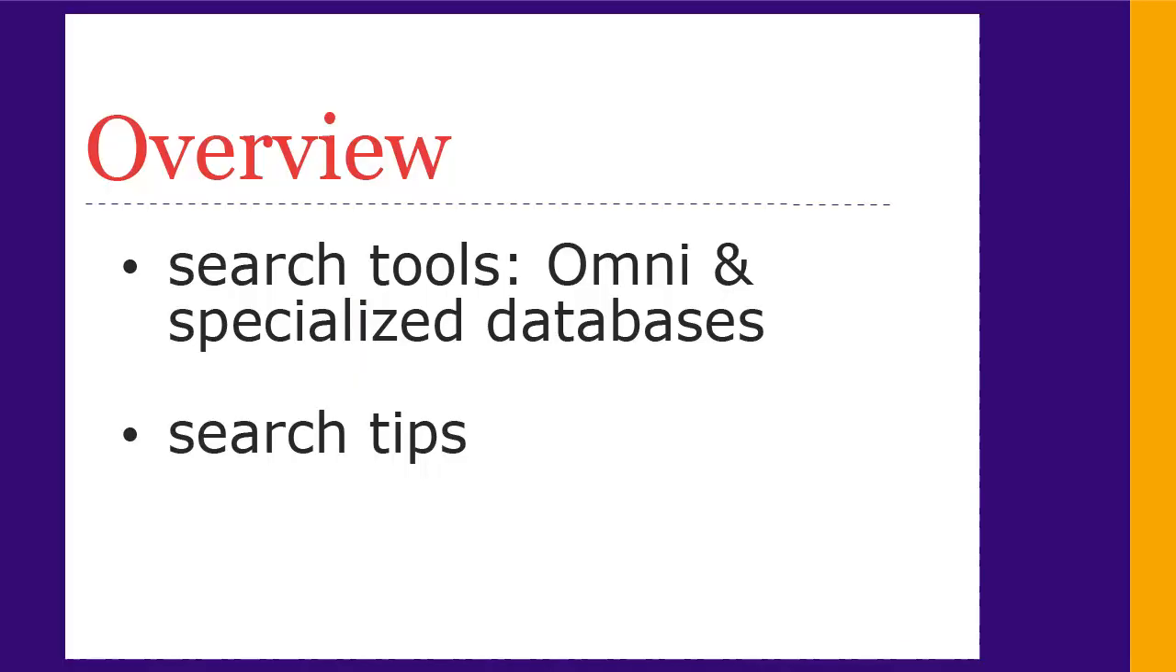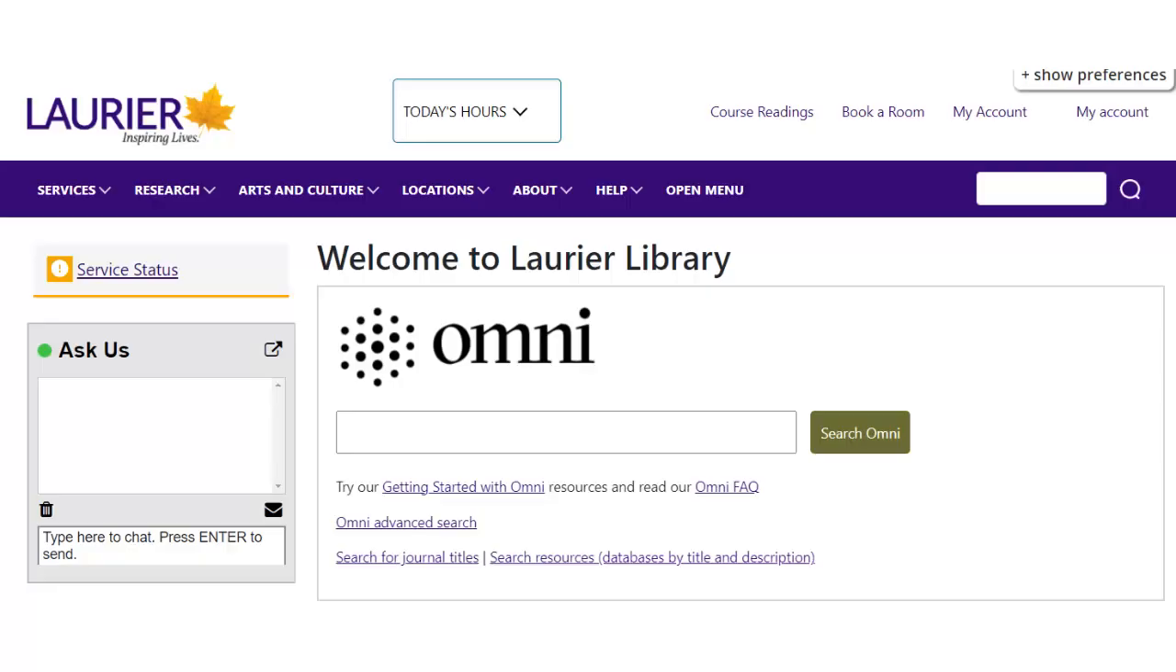This video will show you how to find scholarly articles on a topic. There are two different ways you can do this, using Omni or a specialized subject database. We'll look at both, along with some tips for searching effectively. First, we'll look at Omni.